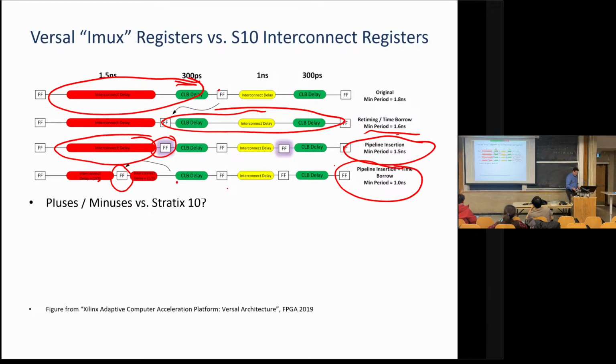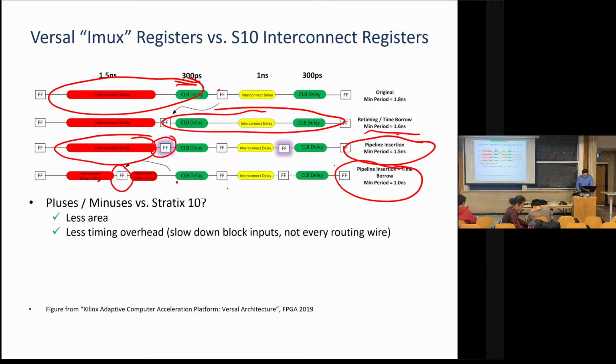And let's see. Okay, so pluses and minuses. Versus Stratix 10, at least, is less area. Should be less area. They added registers on the inputs, but that should be less than putting them through the interconnect. They claim less timing overhead. They slow down the block inputs, but not every routing wire. They can make these registers full-featured. So one thing that sometimes makes the routing registers harder to use in Stratix 10 and Agilex is they don't have clock enables and A clear and so on. These registers are full-featured.